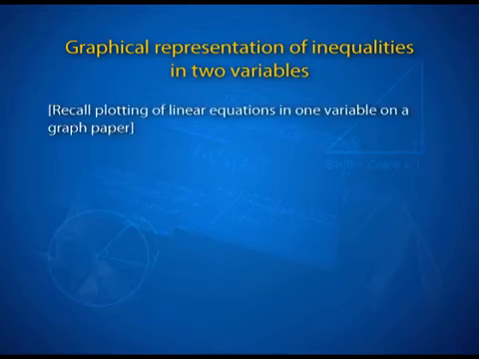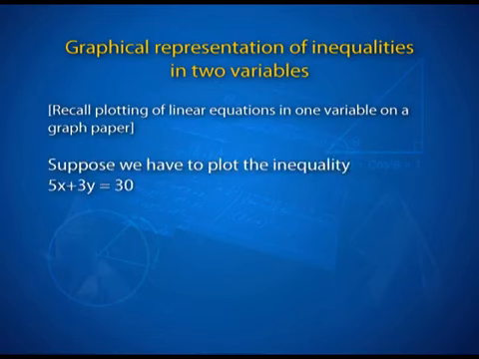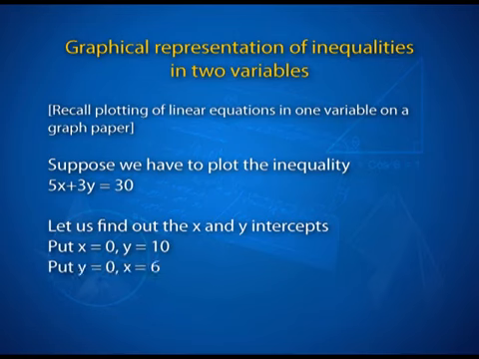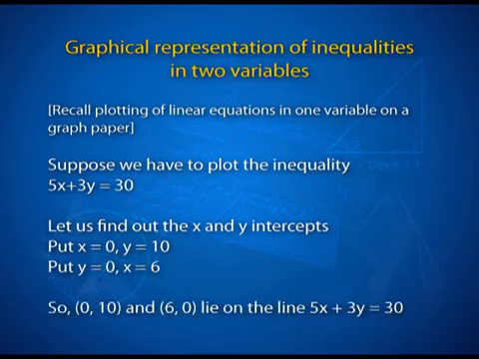Recall the plotting of a linear equation on a graph paper. Suppose you have to plot the equation 5x + 3y = 30. For that, we have to find the x and y intercepts. So, if we put x equal to 0, y is 10, and when we put y equal to 0, x will be 6. Therefore, (0, 10) and (6, 0) will be the 2 points lying on the line 5x + 3y = 30.